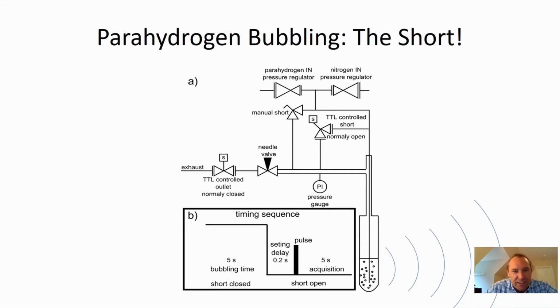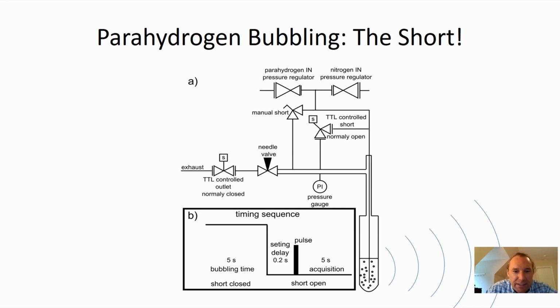So one very important technical aspect about bubbling parahydrogen through your solution is the short valve. And this is what I'm trying to illustrate here. So in the bottom, you see the sample that gets hyperpolarized by bubbling parahydrogen through it, and then some magnetic waves emanate from there that we want to detect with a zero-field magnetometer. And you see this TTL-controlled short. And we have it normally open. And if this valve is open, what happens is the bubbling is stopped.